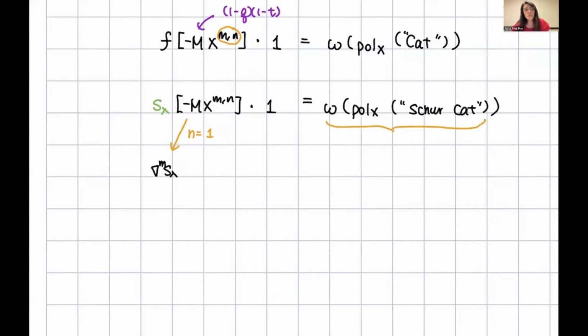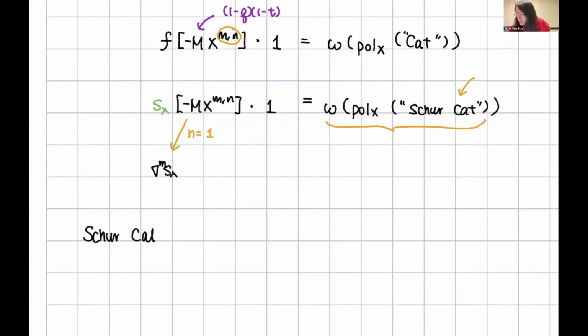So in the whole paper that we have, we are mainly trying to construct a combinatorial interpretation of the polynomial part of the Schur Cat. So that's that. Now, what is a Schur Cat? How do you construct a Schur Cat? So a Schur Cat.